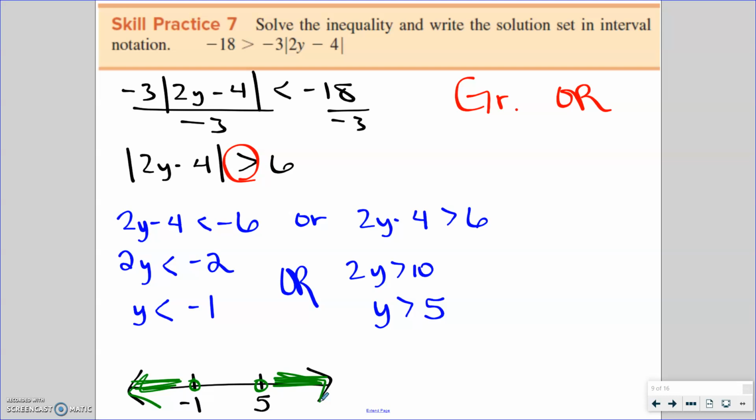And now to write this in interval notation, since we have two intervals that are shaded, we need two intervals. So -infinity to -1, parenthesis, because it's exclusive, or 5 to infinity. Cool. All right, so that one's done. Ooh, sorry about the mistakes in that one.